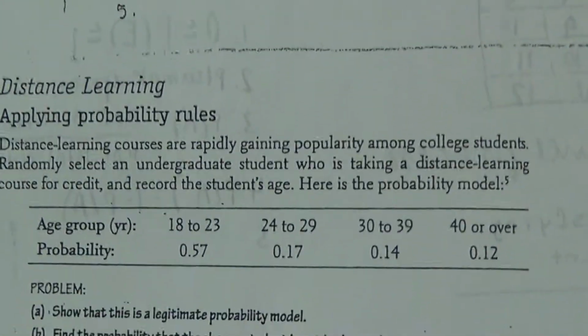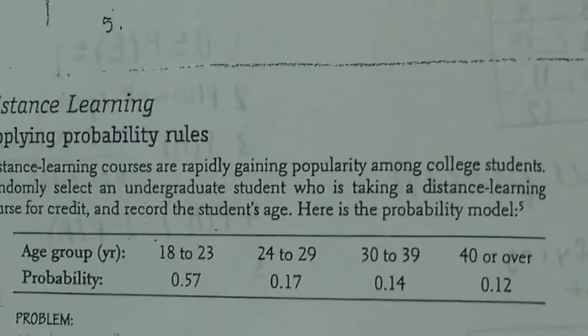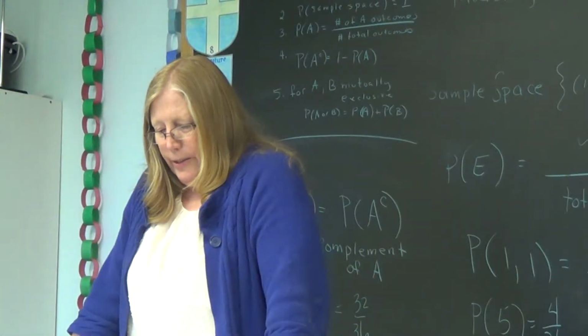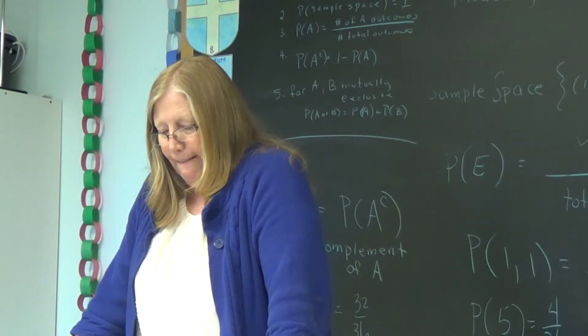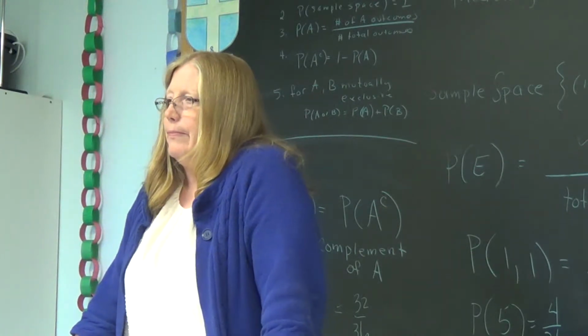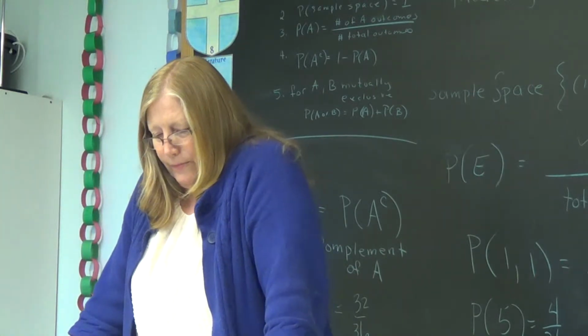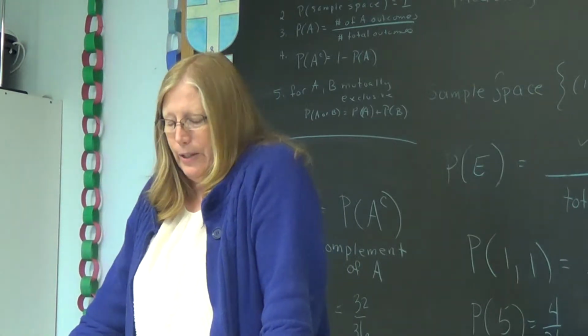What would you have to test about that data to see if the probabilities work? What would I have to do with those 4 probabilities? Any ideas, Caleb? We're assuming that all the college ages are represented here. Assuming they're all represented, they all have to add up to 1. They all add up to 1, do they? Or are they trying to pull a fast one on us? They do. So that's all we have to really check to make sure that it is a good probability model.